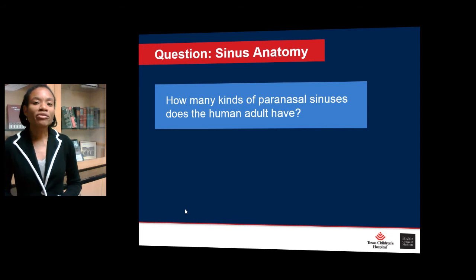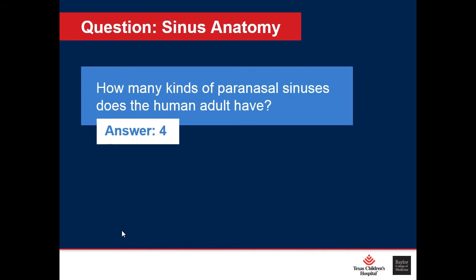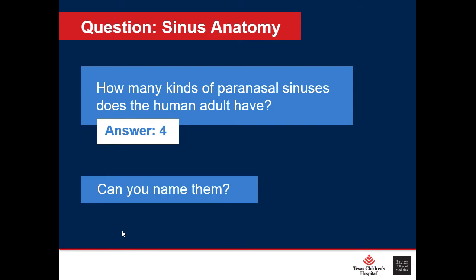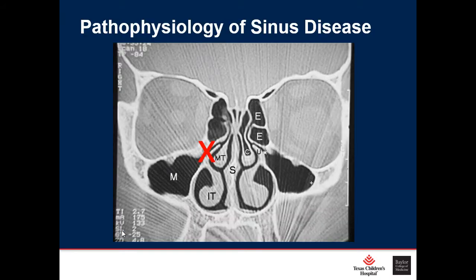This brings us to our first question on sinus anatomy. How many kinds of paranasal sinuses does the human adult have? If you guessed 4, you are correct. These are the frontal sinus, the ethmoid sinus, the maxillary sinus, and the sphenoid sinus.